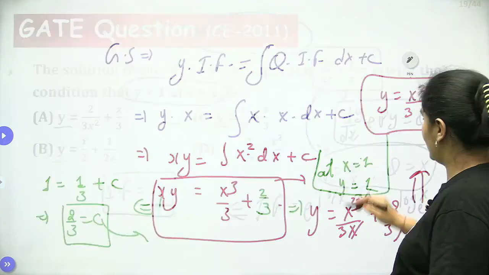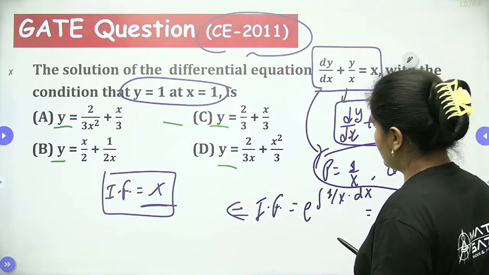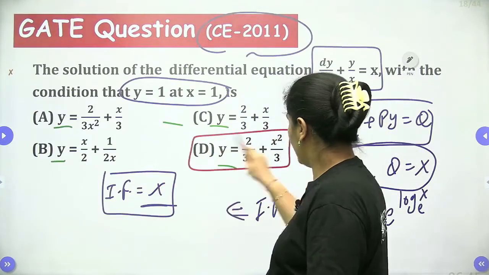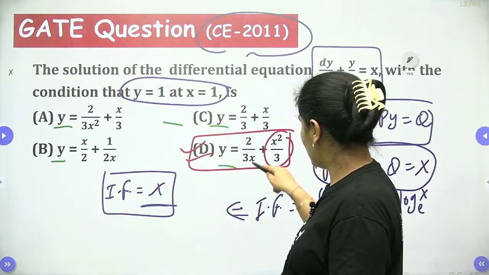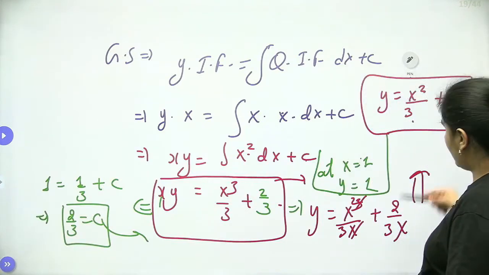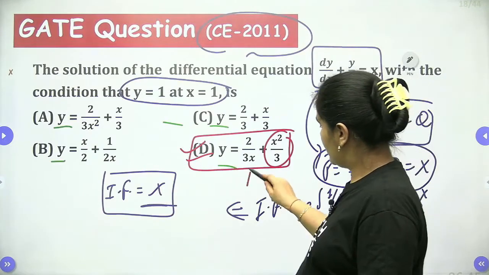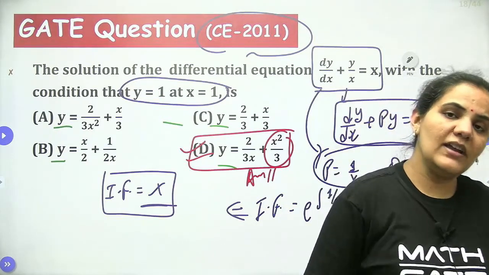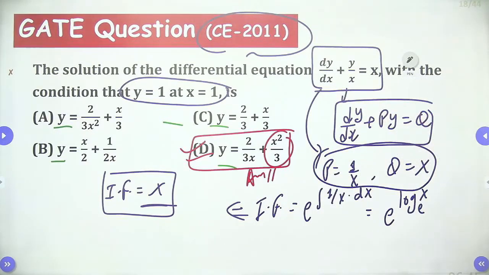Let me check, do we have any such form? X square by 3 plus 2 by 3x, we do have in option number D, x square by 3 plus 2 by 3x. So this will be our final answer, dear students. Clear? So we are having a simple question. We can easily approach the questions, dear students, without any difficulty.